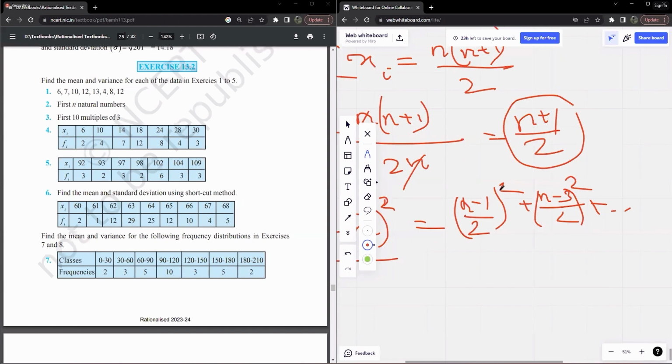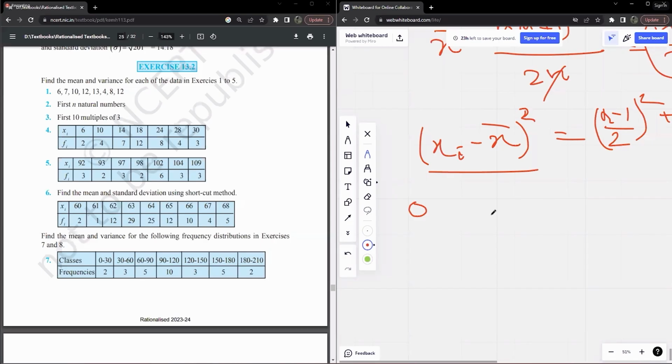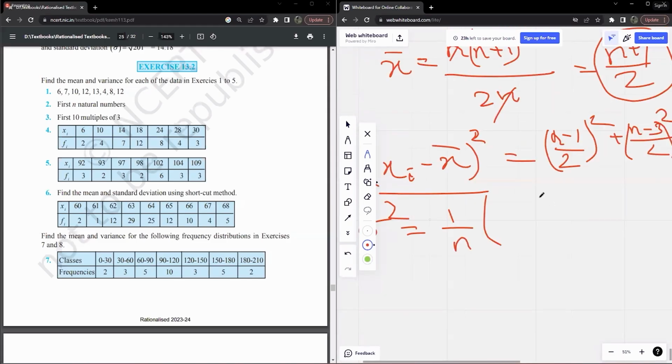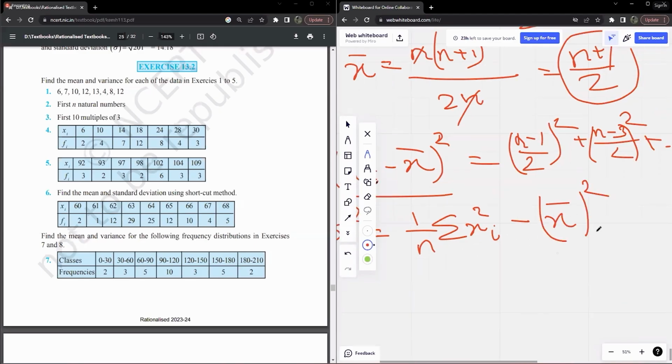So instead of this, you use the alternative formula for the variance, which is sigma squared is equal to 1 by n times sigma of xi square, minus the x bar the whole square. Since we have this formula, I basically find out what sigma xi squared is, which is n into n plus 1 into 2n plus 1 by 6.